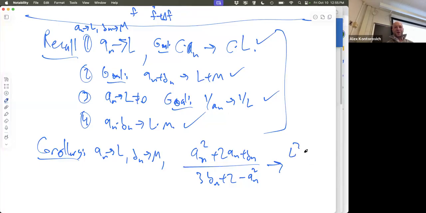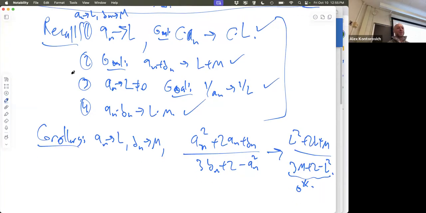Yeah, it's L squared plus 2L plus M over 3M plus 2 minus L squared, assuming this denominator is not 0. Okay, and it's just a mechanical combination of these processes, and you can get any rational function.